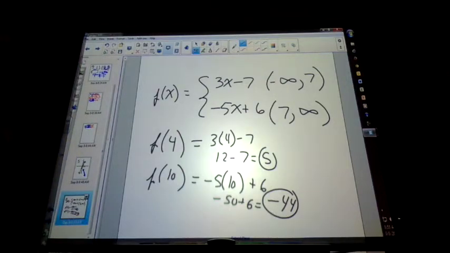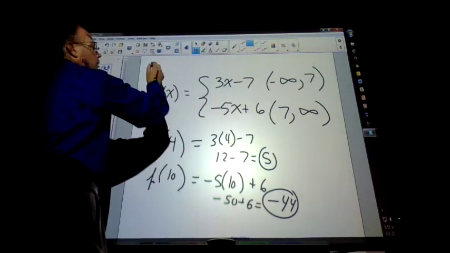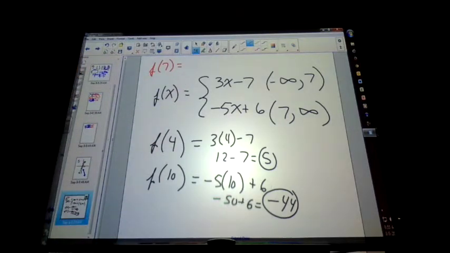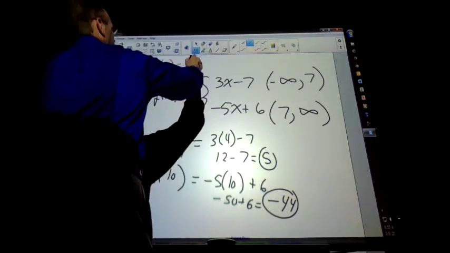Okay? Trick question. Function at 7. Good. Some of you are saying both, which is a good choice, but it actually doesn't exist because 7 doesn't fall within our boundaries. Because we go from negative infinity to 7, we don't get to 7, and then we go from just above 7 to infinity. So this doesn't have a solution as far as this question goes.